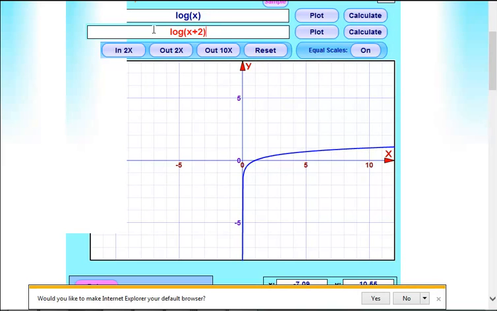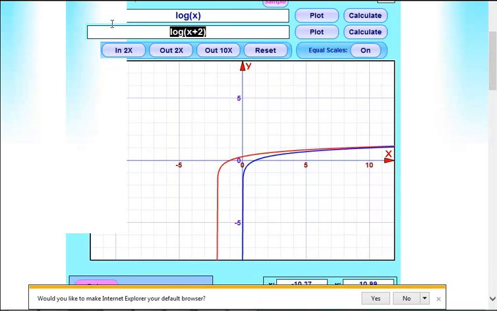So typically, if something was with the x, which direction did it move it? Yeah, opposite of what it looks like, left or right. So you guys would expect this to shift it over to the left by 2. And it did exactly what we would have expected.